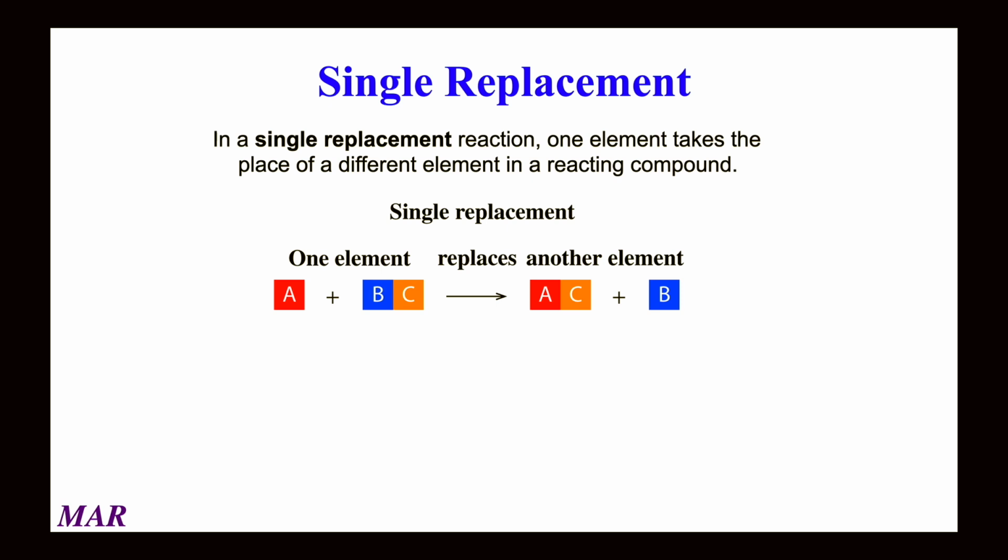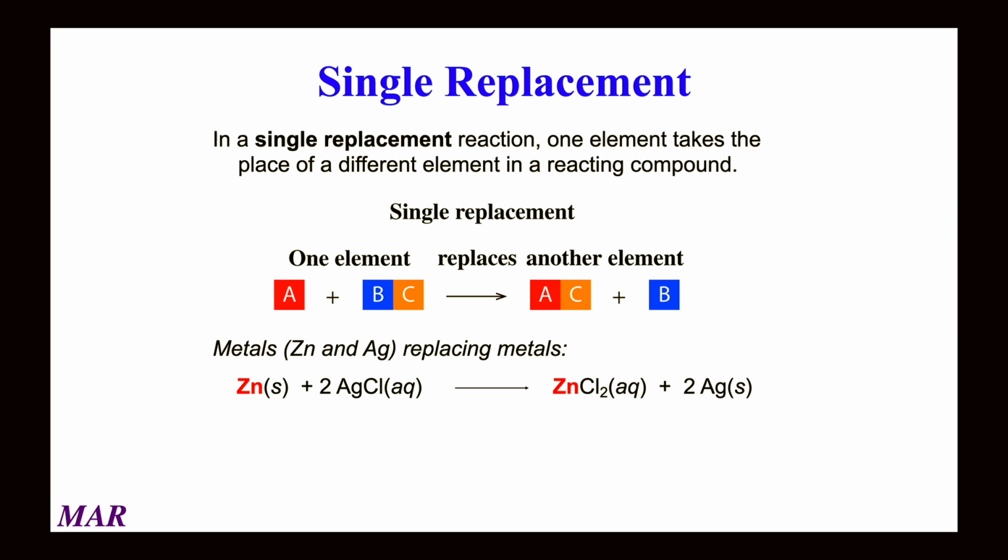A plus BC goes to AC plus B. And in this problem, A and B are the metals, C is the nonmetal, etc. You get the idea. Here's an actual example of metals trading places. So zinc reacts with silver chloride to make zinc(II) chloride and silver. And what's happening here, zinc and silver, both metals, they're going to do the dance. Zinc's going to start dancing with chloride, and silver will be by itself.